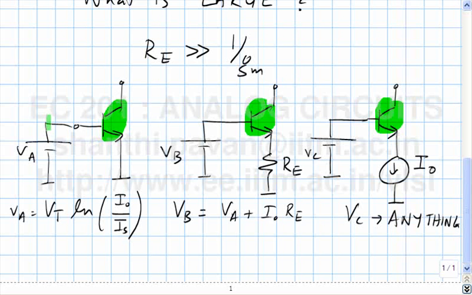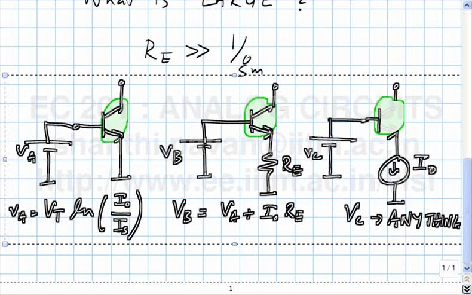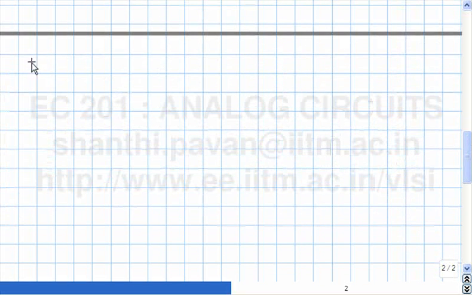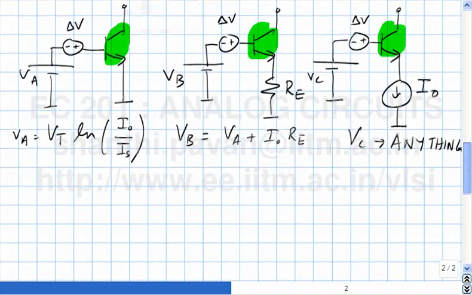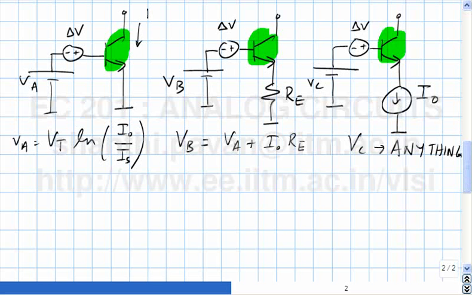If I now perturb each of these voltages by a delta V, so instead of having VA, I had VA plus delta V. If I had VB, so if applying VB, let's say this potential changed by a small delta V. Clearly this current is no longer I naught, it's I naught plus delta I. This current is also I naught plus some other delta IB, and this current is I naught plus delta IC.